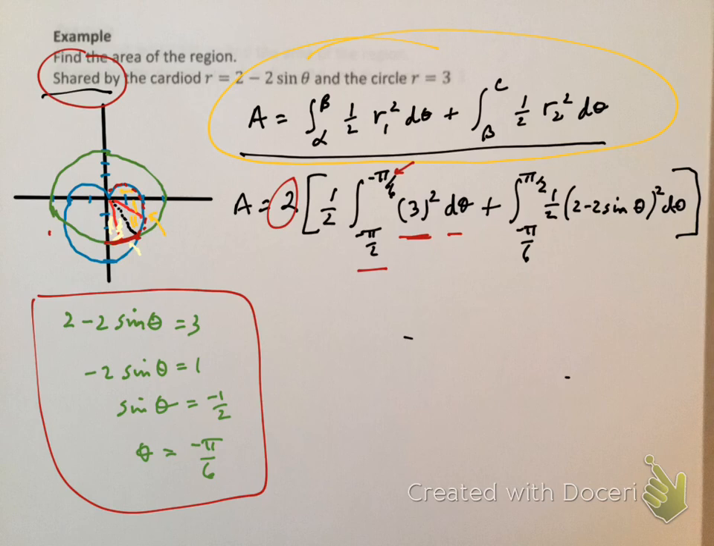And most of you probably don't remember it from trig. And this is going to go from negative pi halves, or pi sixth, all the way to a positive pi halves. And again, it's 1/2. I forgot to put the 1/2 on the outside, but it's okay. And then I have my cardioid quantity squared d theta. And there's your setup.